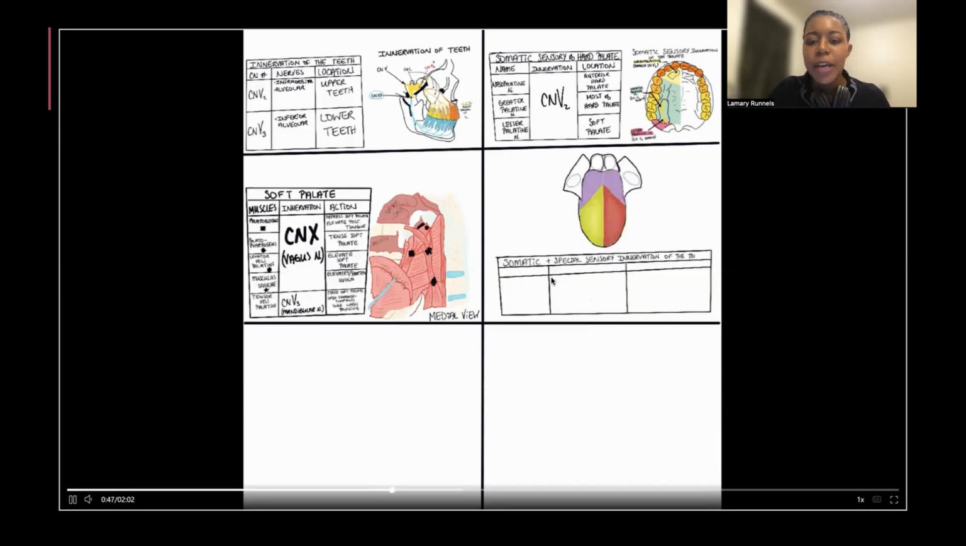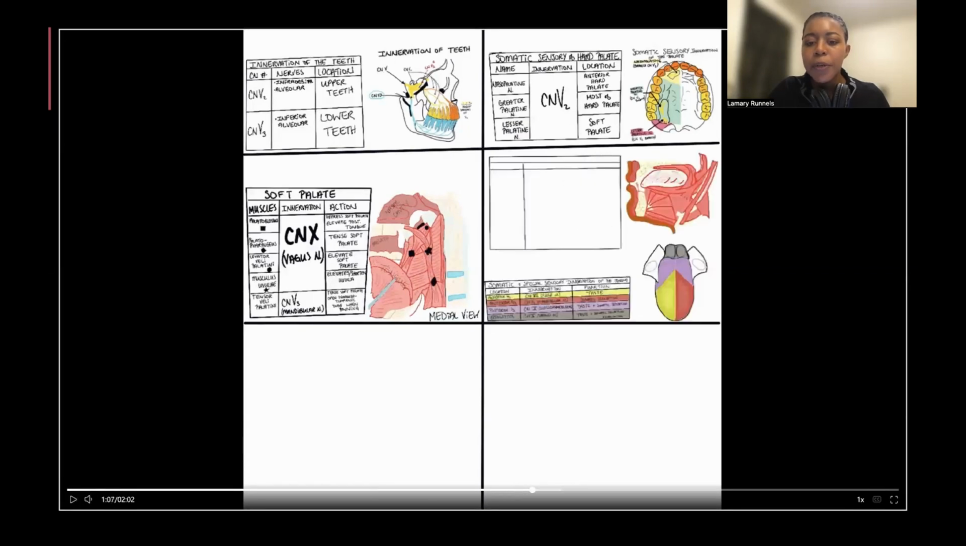Moving on to the somatic and special sensory innervations of the tongue, the anterior 2/3 of the tongue is innervated by the facial nerve, and its function is taste. The other part of the anterior 2/3 portion is innervated by the mandibular nerve, and that's somatic sensation. And the posterior portion of the tongue is innervated by the glossopharyngeal nerve, and that's for taste and for somatic sensory. And then you have the epiglottis, which is innervated by cranial nerve 10, the vagus nerve.